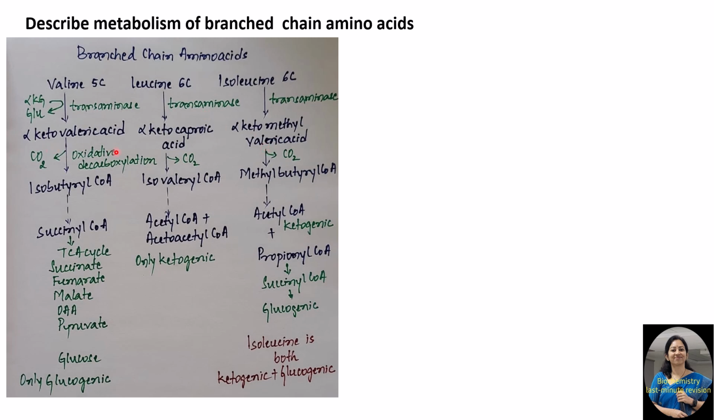In the next step, all the 3 keto acids of all the 3 branched chain amino acids undergo oxidative decarboxylation. So valine gets converted to isobutyryl CoA, leucine gets converted to isovaleryl CoA, isoleucine gets converted to methyl butyryl CoA. So how to remember this in a simplified way is, valine is a 5 carbon compound. After undergoing oxidative decarboxylation, it gets converted to a 4 carbon compound, and as you all know, 4 carbon compounds are butyryl compounds. Okay, that is an easy way to remember.